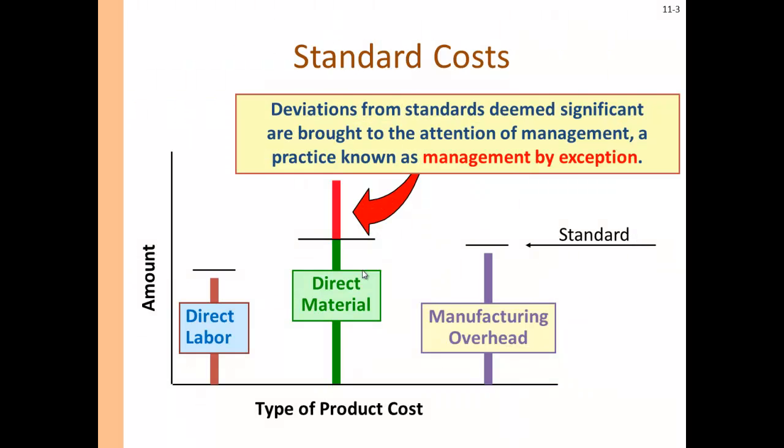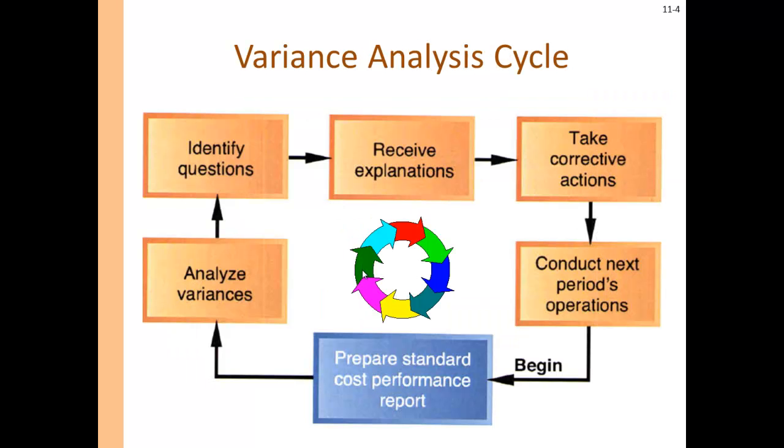Deviations from standards deemed significant are brought to the attention of management. This is a practice known as management by exception. So, all right, direct labor was below our standard cost, direct material was significantly above, and manufacturing overhead was near the standard cost. So we would want to talk about, why is direct material off? Well, if we used more than 3 pounds, it might be off because of that, which would be a quantity variance. Or if it costs $4 instead of $2 per pound, that would be a price variance.